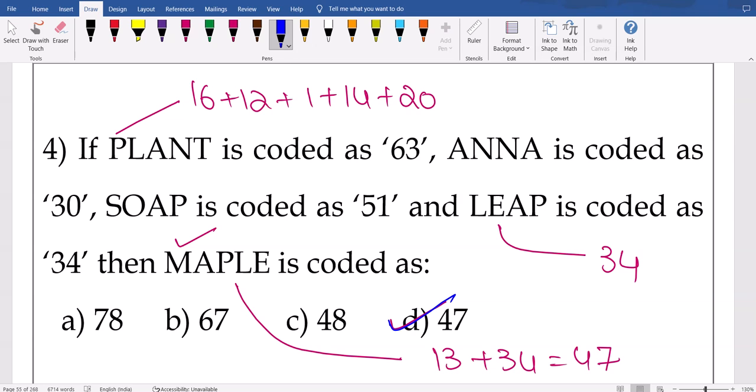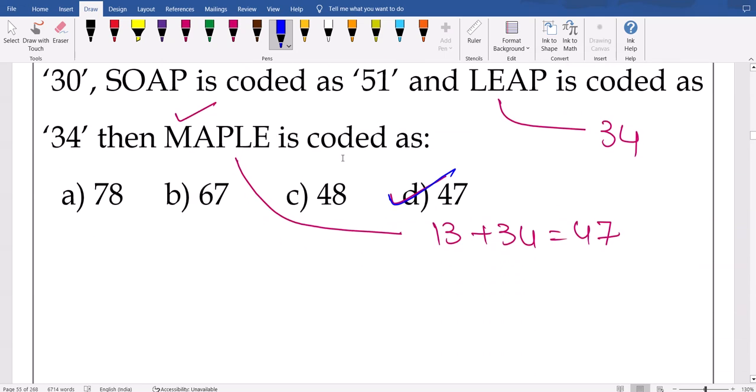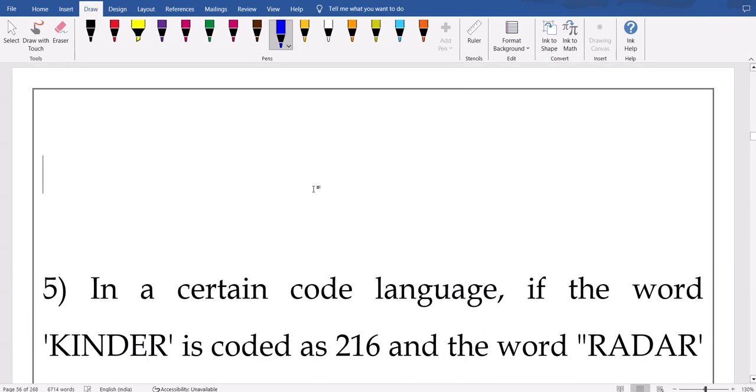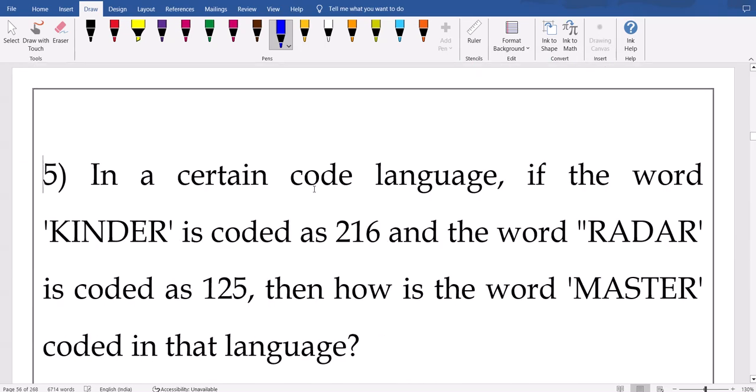No discussions, please. Option D is correct. Next one. Here.